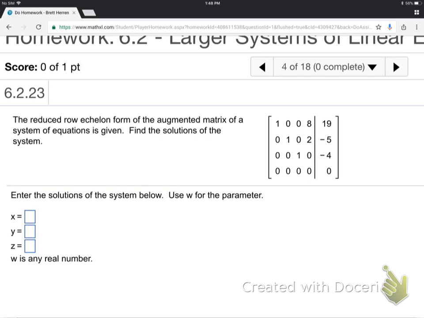But that's not what we have here. So how do we figure it out? Well, let's just directly translate what we have. Remember, this is the x, this is the y, this is the z, this is the w.